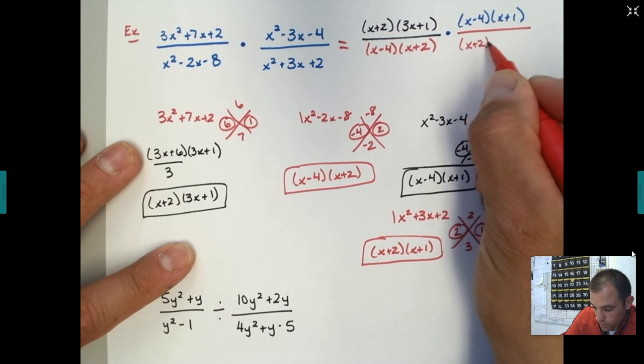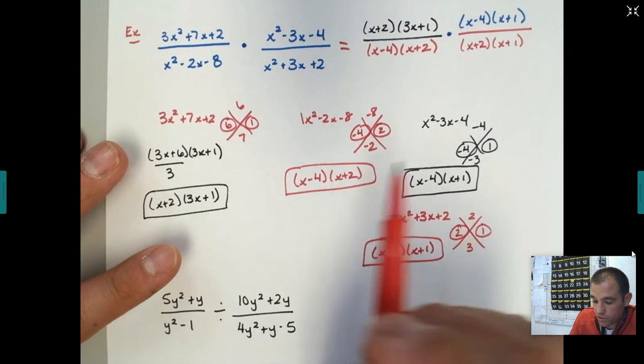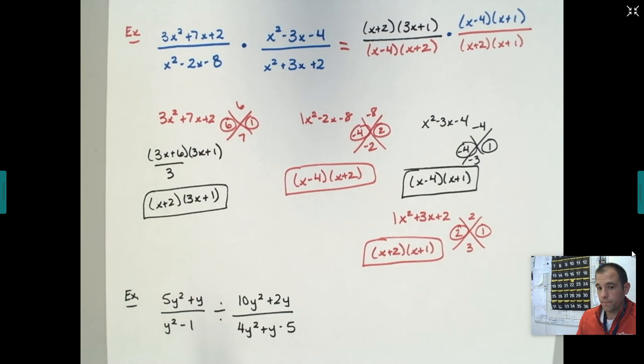X plus 2, x plus 1. So all I've done so far is factor all four of those. If you know factoring, it's going to be pretty easy. Now that I have factored it, I look for things that are the same on the top and the bottom, and I cancel those things out because we're dividing, right?